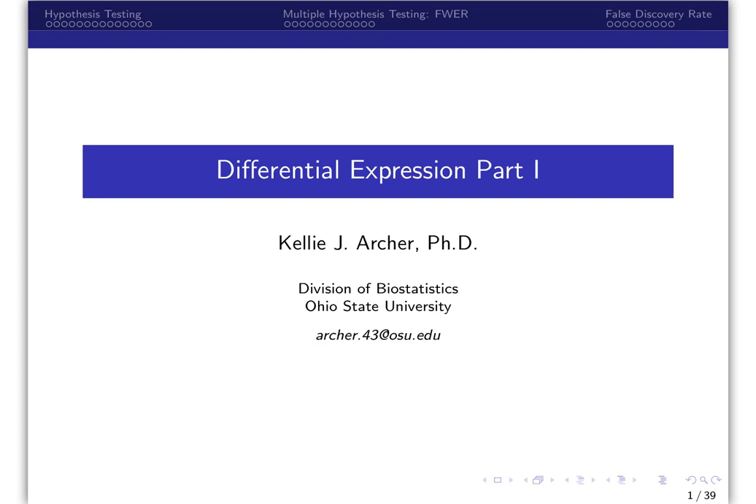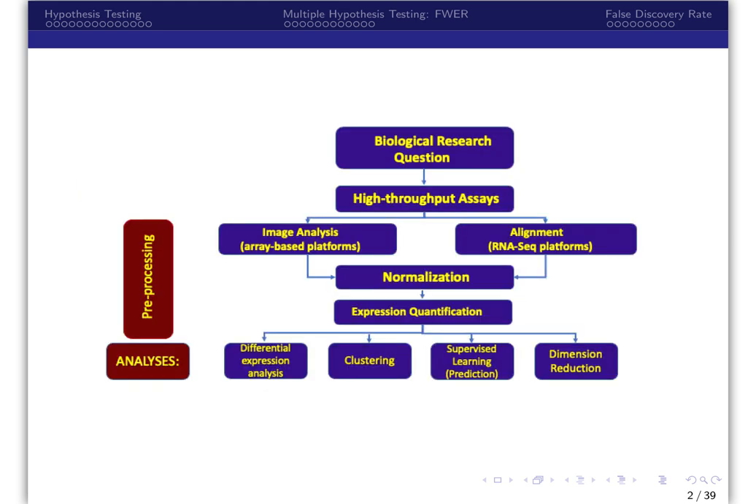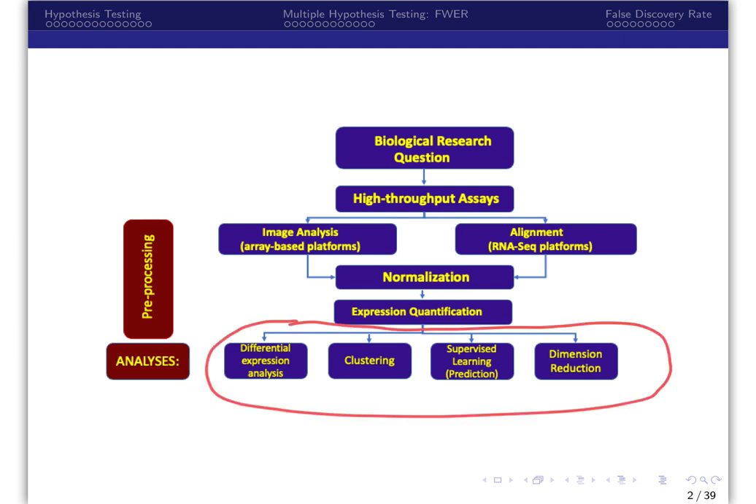In this module, we will discuss testing for differential expression in a high-throughput genomic experiment. As a reminder, we have already discussed the pre-processing methods including image analysis for array-based data and alignment for RNA sequencing-based data, normalization, and expression summaries. Once we have expression summaries, we then perform our planned statistical analysis.